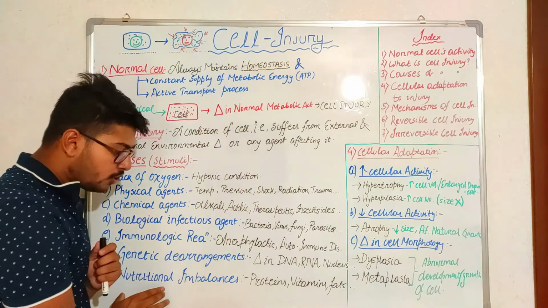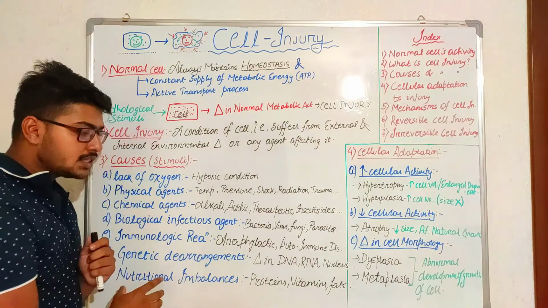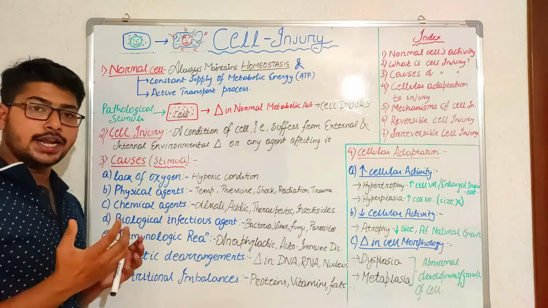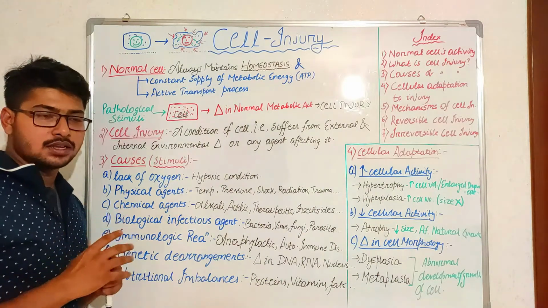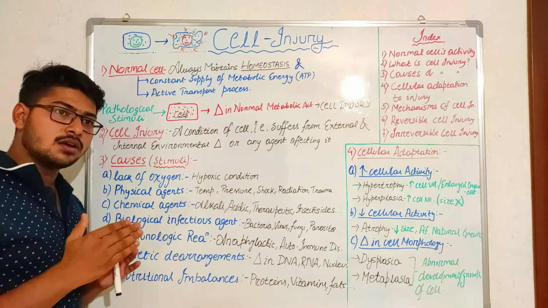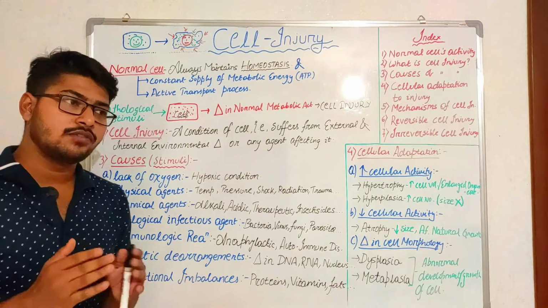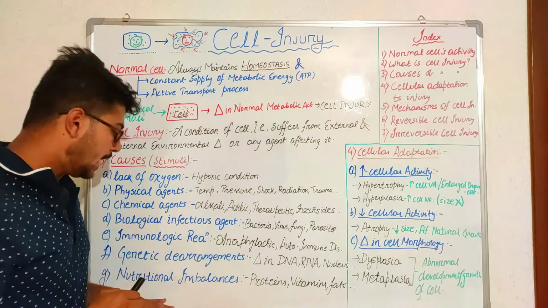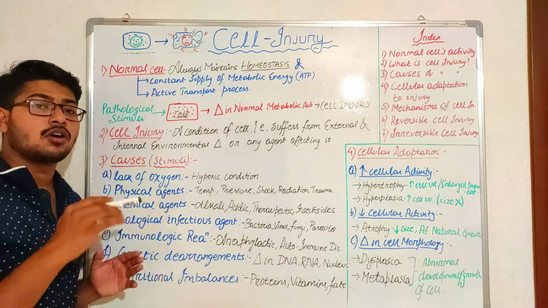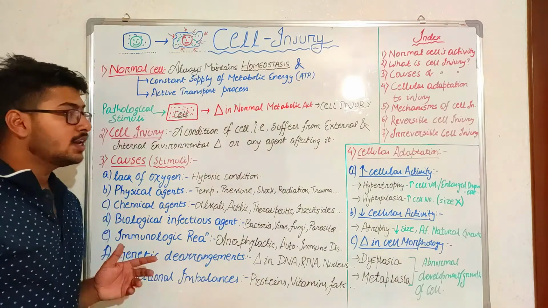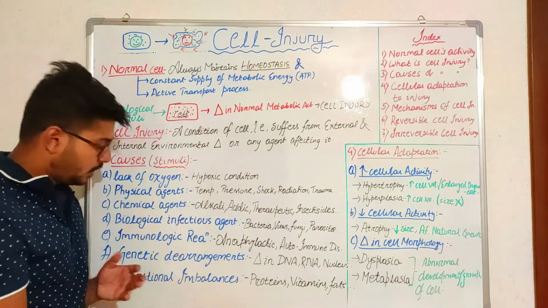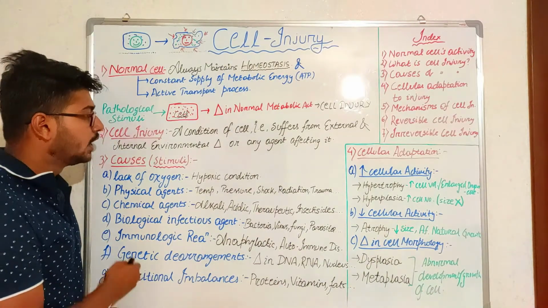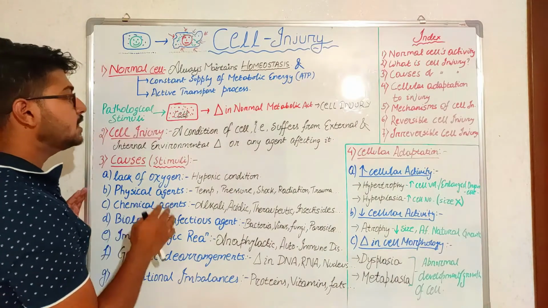Then finally comes nutritional imbalances. Nutritional imbalances means in our day-to-day life, whatever food we take, the content of our food matters. If there is a change in the protein content of our food, or vitamins, lipids, fats, anything, if any content is violated, that can affect the organ, then tissue, then cell. So finally we reach cell injury. These are the important causes that we can draw, the conditions that can affect a cell.